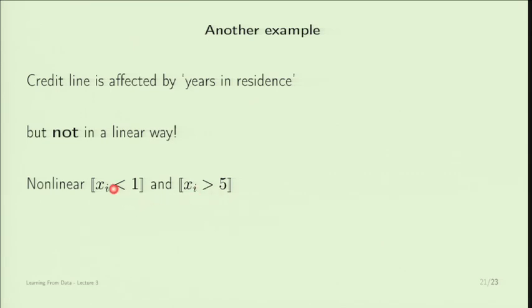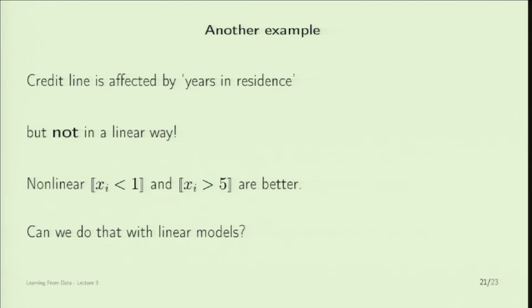Now, if I had those as variables in my linear regression, they would be much more friendly to the linear formula in deciding the credit line rather than the crude input. But these are nonlinear functions of xi. And again, we have the nonlinearity, and we wonder if we can apply the same techniques to a nonlinear case.